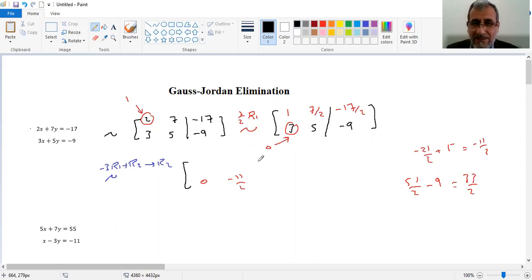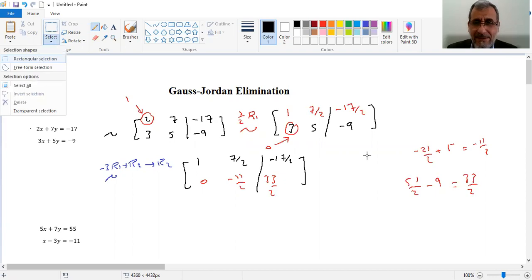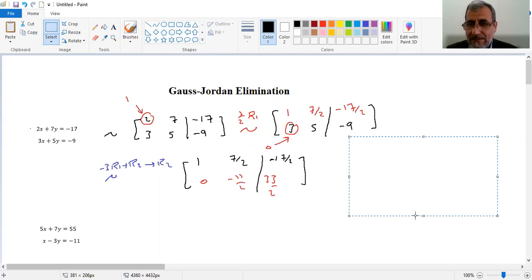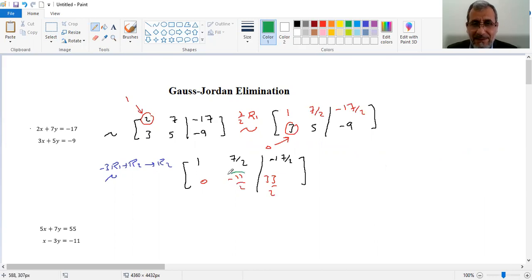So it is equal to 33 over 2. Rewrite the first row: 1, 7 over 2, negative 17 over 2. This is the matrix. Now what do we need? We need a 1 in the second row, second column, and above it a 0.